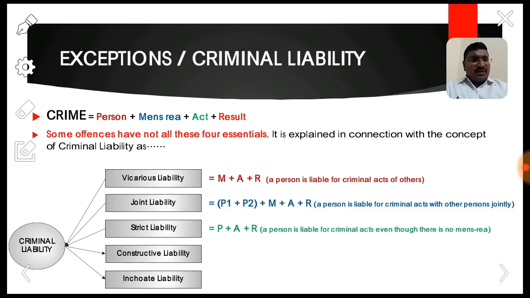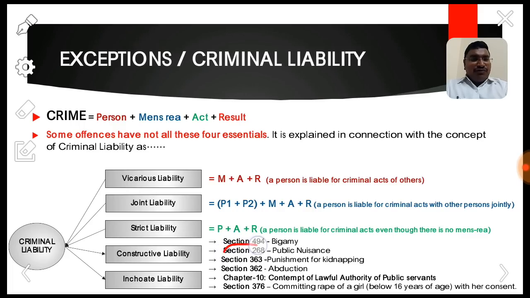However, he should take the liability for such offence. A person is liable for criminal acts even though there is no mens rea. It is an exception. Let us see the key provisions which explain the concept of strict liability in the Indian Penal Code.